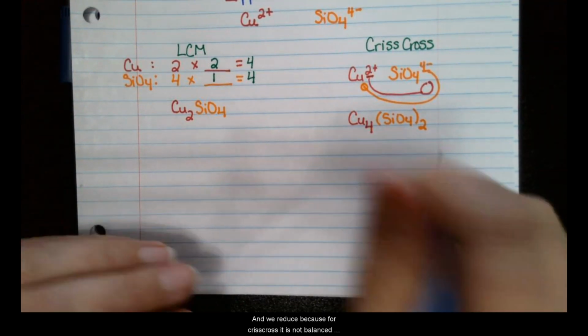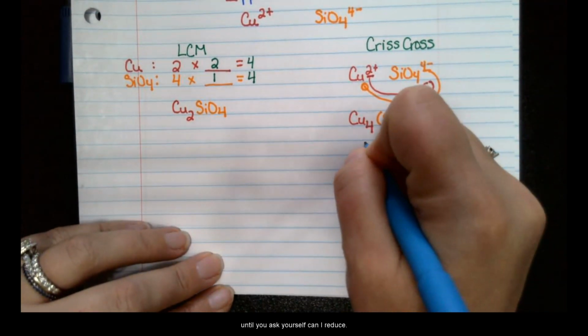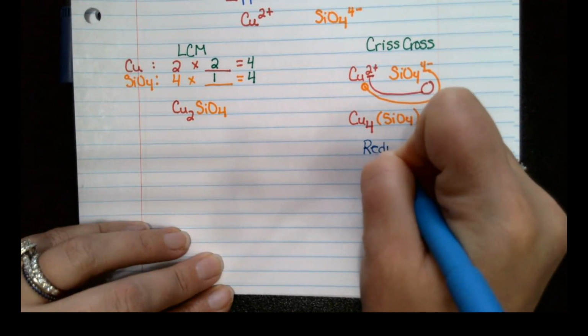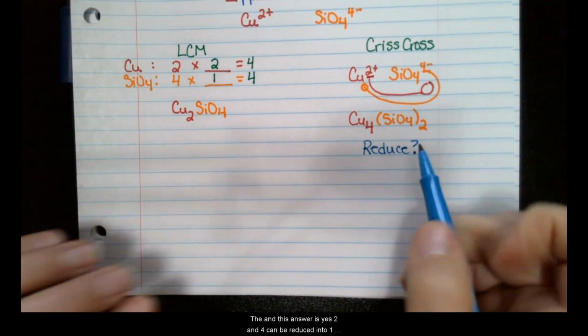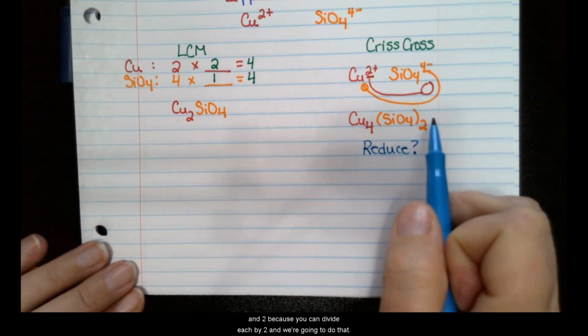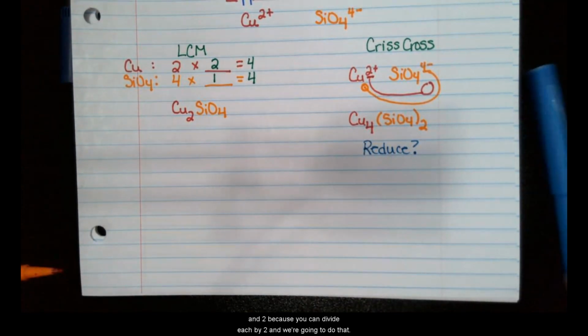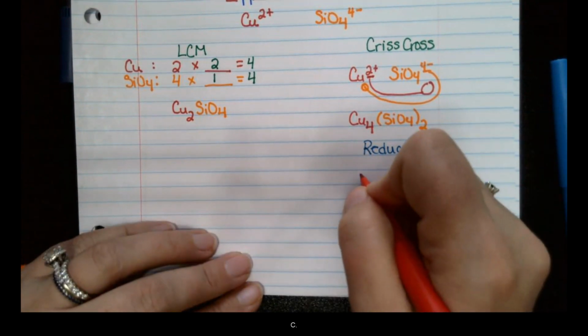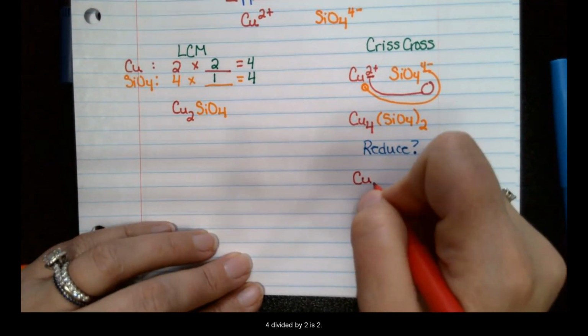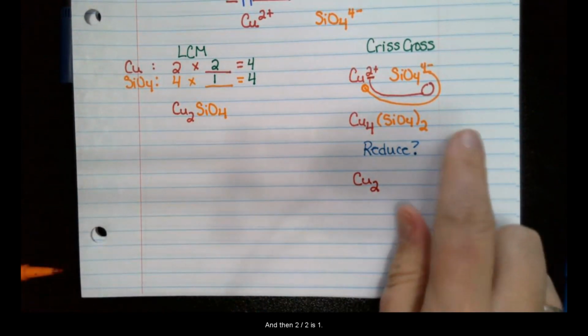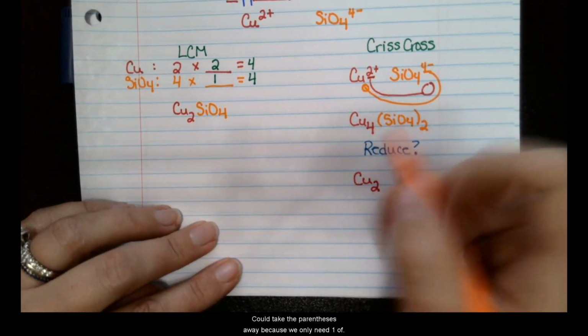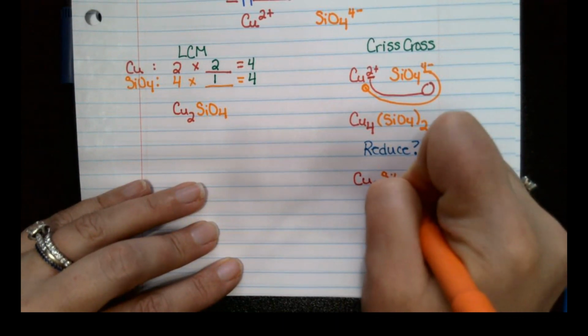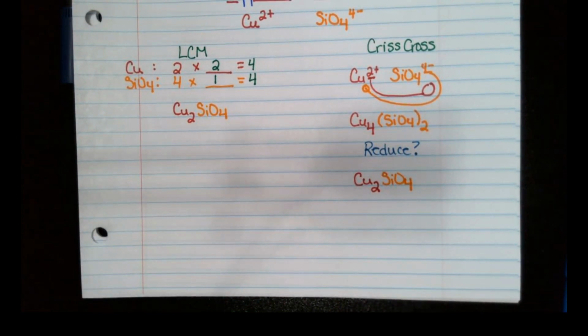And then we ask ourselves, can we reduce? Because for crisscross, it is not balanced until you ask yourself, can I reduce? And this answer is yes. 2 and 4 can be reduced into 1 and 2 because you can divide each by 2, and we're going to do that. So Cu, 4 divided by 2 is 2, and then 2 divided by 2 is 1. So we could take the parentheses away because we only need 1 of silicate. So it becomes Cu2SiO4 for the balanced compound.